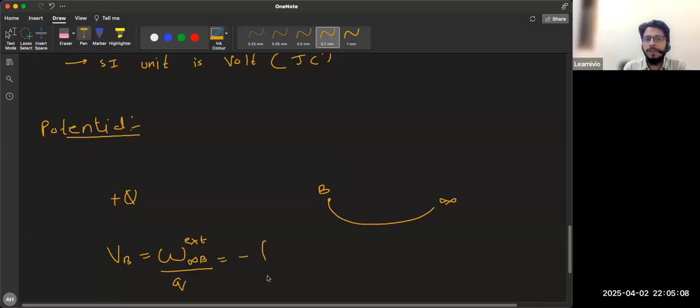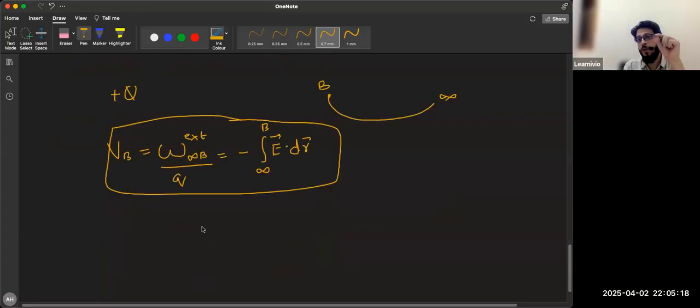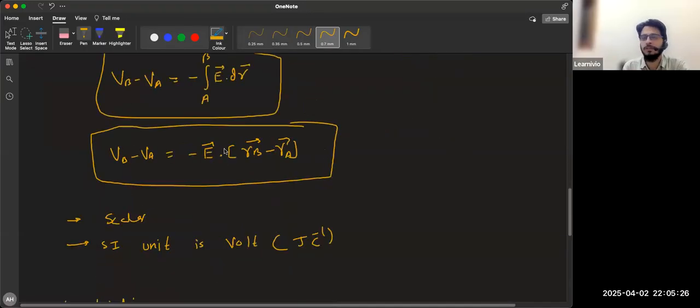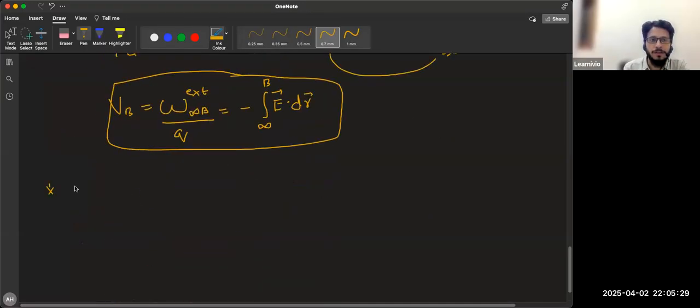That can be written as minus integral from infinity to B of E dot dr. And remember, if your field is uniform, then potential does not exist. For a uniform field, potential difference does exist, but potential does not exist. So for a uniform electric field, potential does not exist.